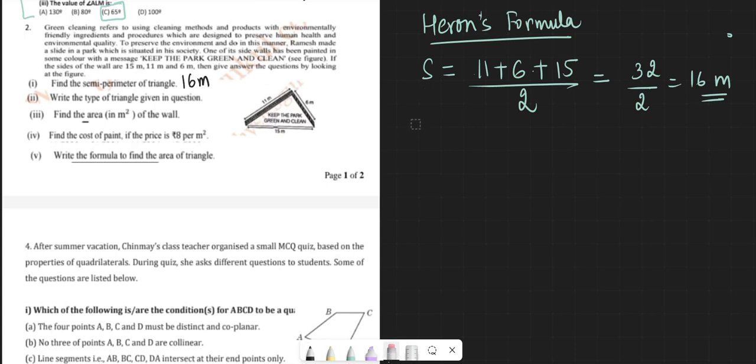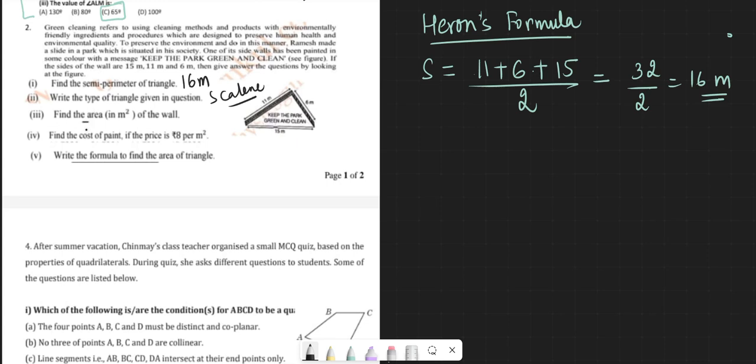What type of triangle is given in the question? All the sides are different, and I also see that 11 square plus 6 square is not equal to 15 square. 11 square is 121, 6 square is 36, and it's not equal to 225. Therefore, it's not a right angle triangle either. For the second part, I would write scalene triangle.